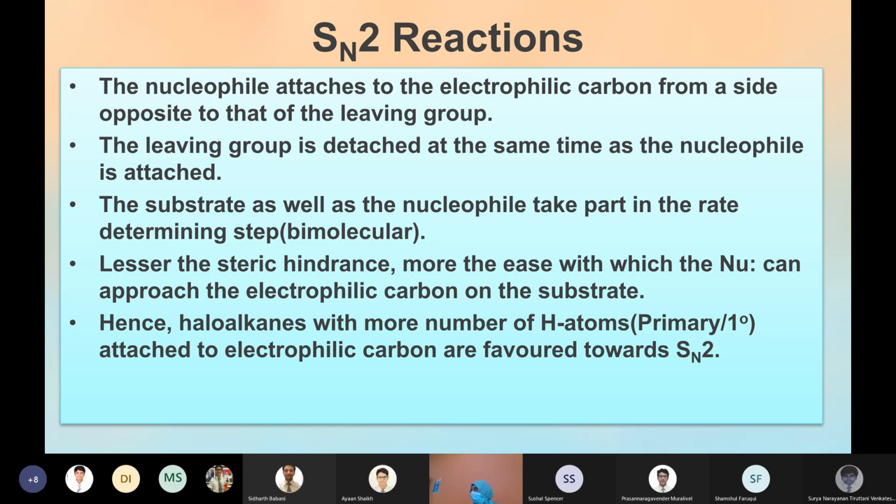Done? One molecule determines the rate. Yeah, if only one molecule takes part in the rate determining step, then it will be SN1. If two molecules are present in the rate determining step, then it is SN2. Bimolecular and unimolecular, you can easily understand when you learn SN1 also, then you can compare and study.